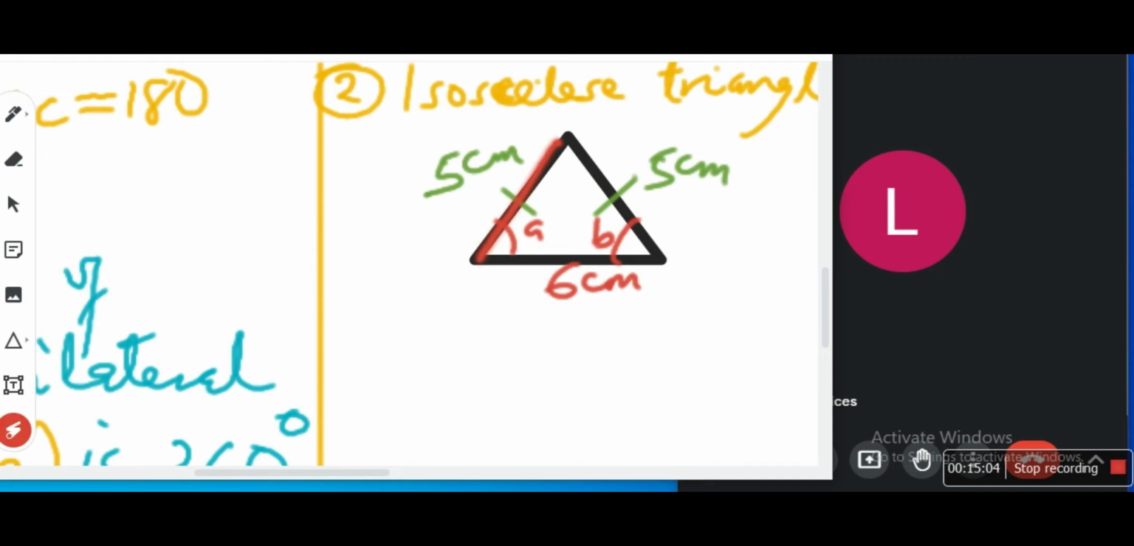The two sides of an isosceles triangle are equal. Also, their base angles are equal. The two sides are only this one in green, 5 and 5. Their base angles are also equal. In other words, A is equal to B. Their base angles, A and B, are equal. Now, assuming one of the angles is given, like this place is given as 80 degrees, we can easily find what A and B are.